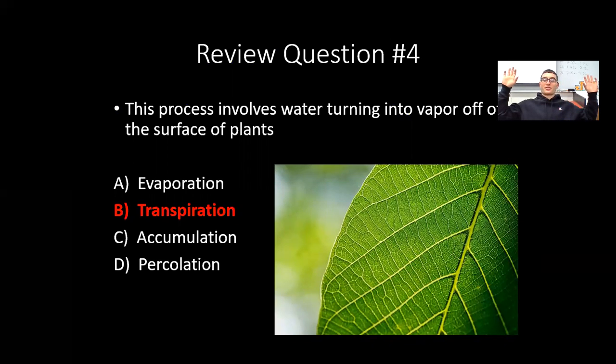Evaporation off of anything else is just evaporation, but evaporation off of plants' leaves is transpiration. They have pores in their leaves. They sweat just like we do, but it's evaporating water, and that's going to be transpiration.